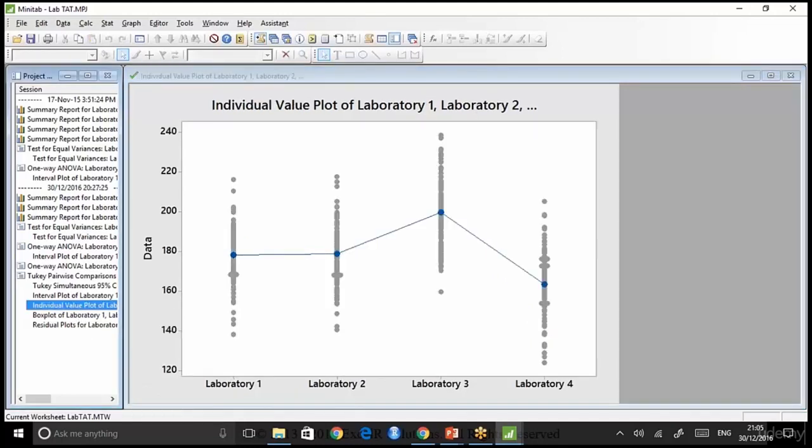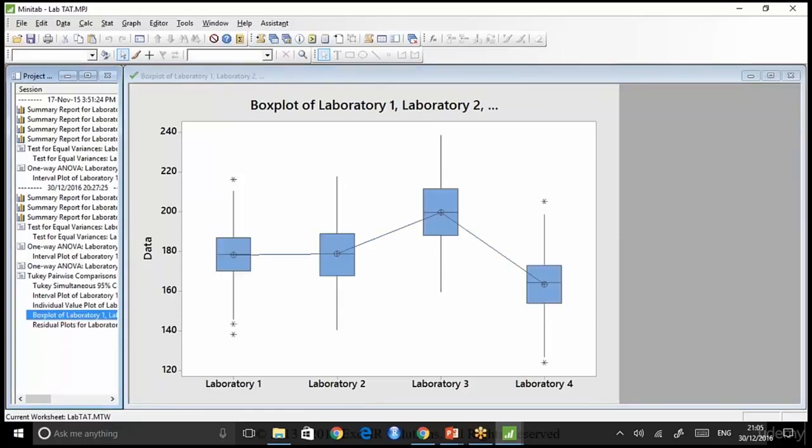You can also look at the individual plot. This also proves the same, right? That lab 1 and 2 have similar kind of turnaround time. Lab 3 has the highest turnaround time and lab 4 has the least. Now when you look at individual value plot, you also get to see outliers if there are any outliers here. More or less in all the plots you have equal number of outliers maybe. So really considering outliers with extra caution doesn't warrant here.